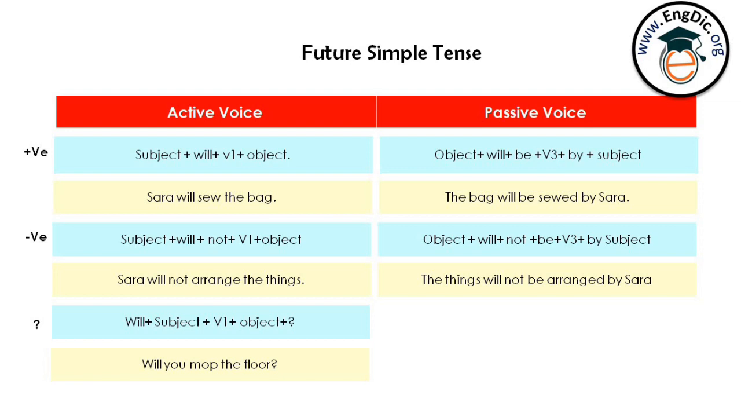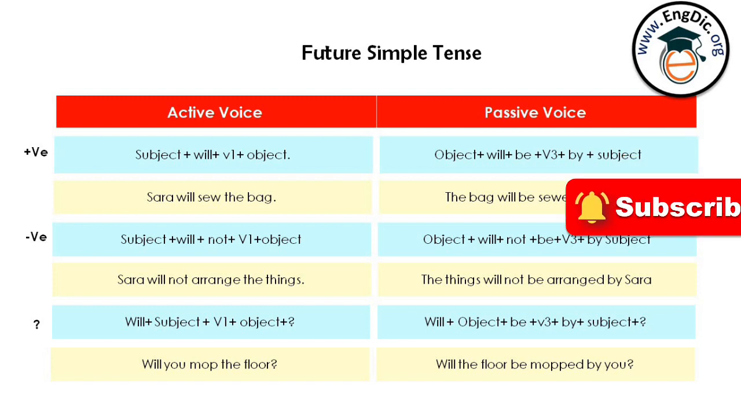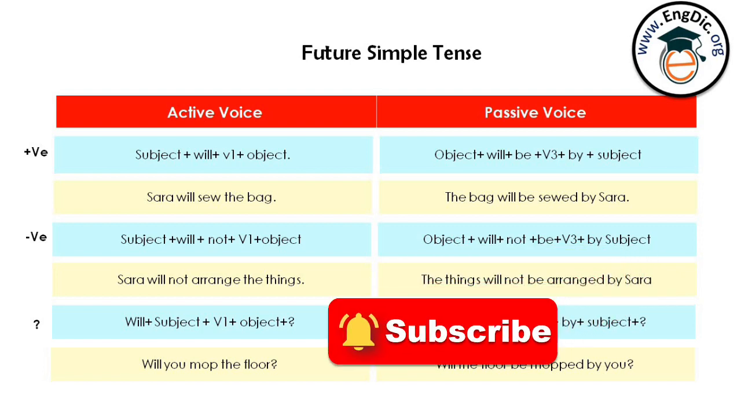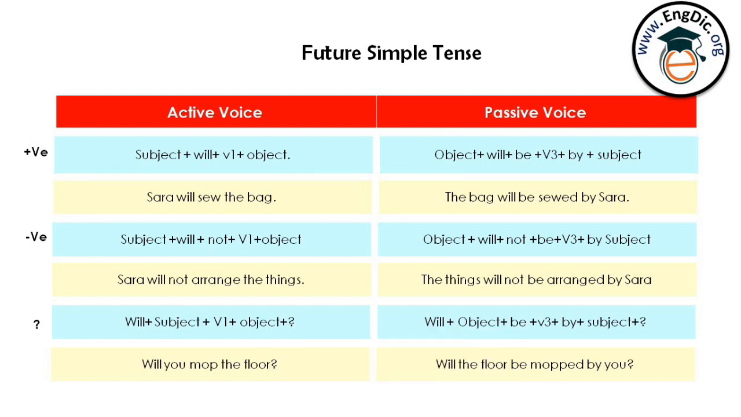And in passive voice, we have to put will, object, be, third form of verb, by, subject, and then the question mark. The sentence will change to will the floor be mopped by you, question mark. Will, object the floor, be, the third form of mop is mopped, and then by, and then the subject you, and then the question mark.